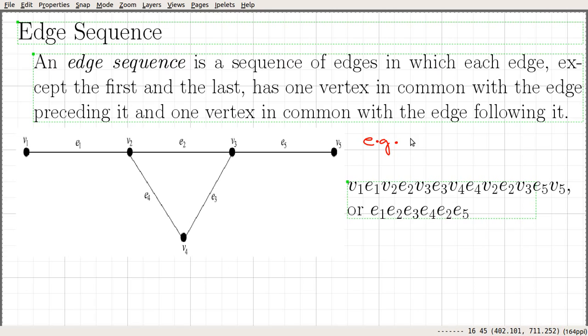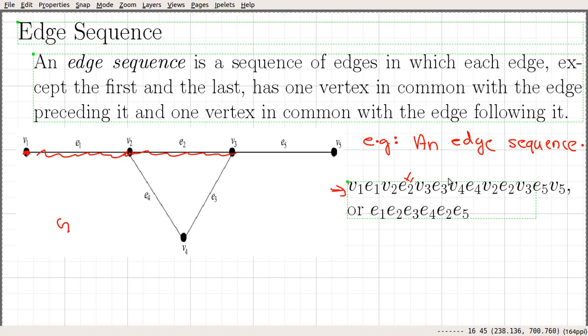So let's consider an example of an edge sequence. Okay, so let's consider this graph G. And here this sequence corresponds to an edge sequence for this graph. We can see that this edge sequence starts from vertex V1, then it follows the edge E1 and moves to V2. Then it uses E2 and moves to V3.